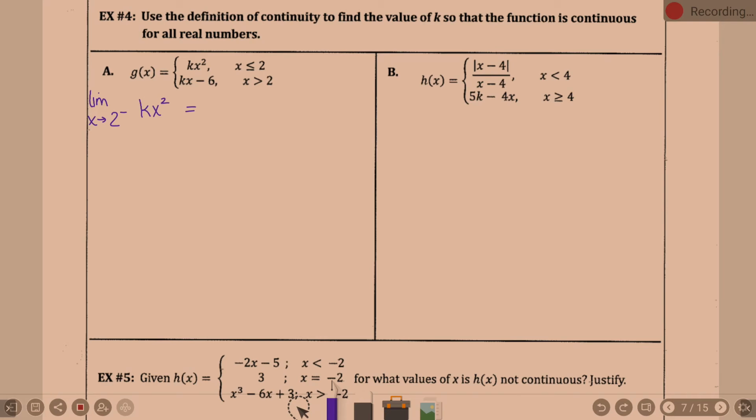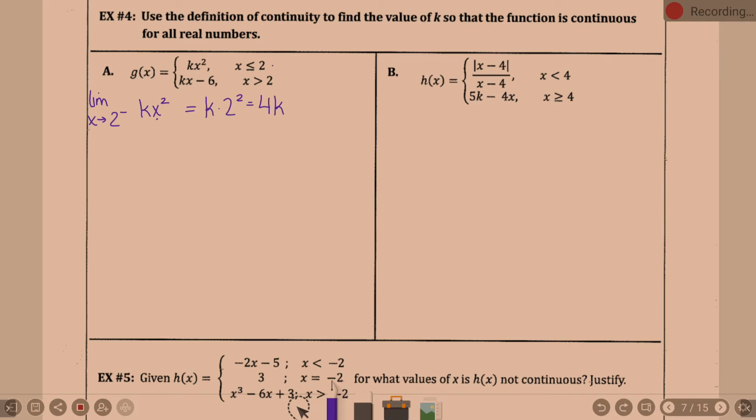I'm a little confused why you use kx squared. Since it's on the right, it's greater than 2. No, this is less than. This says where x is less than or equal to 2. So when x is less than or equal to 2, those are my numbers to the left of 2. Okay? So now kx squared, as x approaches 2, I take 2 and plug it in for x. That is k times 2 squared, which is 4k. So the limit on the left is equal to 4k.